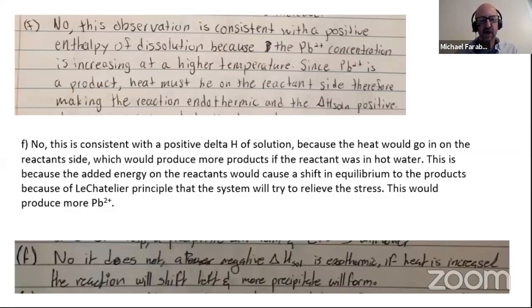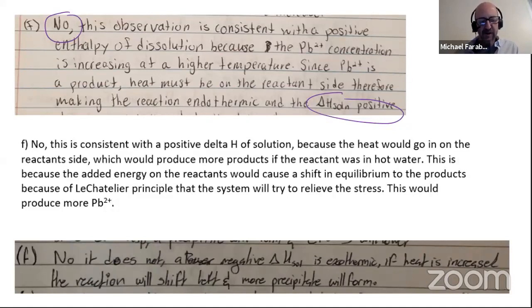All right, this person says no, that's good. This observation is consistent with a positive enthalpy because the lead concentration is increasing at a higher temperature. Looks good, talking about delta H being positive. No, this is consistent with a positive delta H because heat would go in on the reactant side, which would produce more products if the reactant was in hot water. Again, talking about Le Chatelier's principle and shifting toward the right.